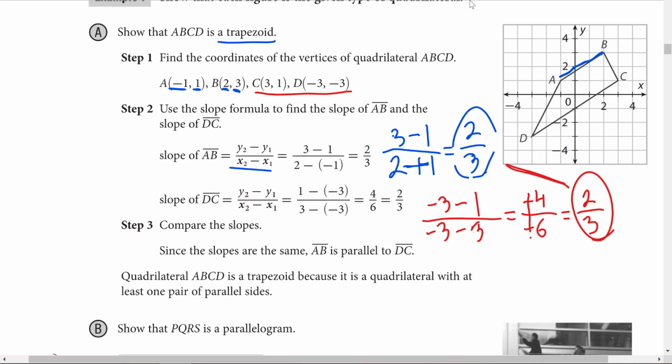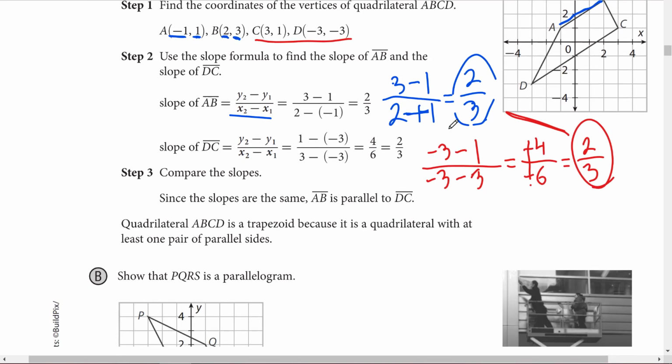Those 2 lines have the same slope, so they're parallel. Which means by definition, this is a trapezoid. A trapezoid has to have at least one set of parallel lines. So we're done.